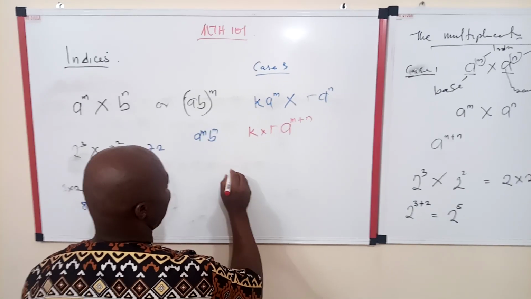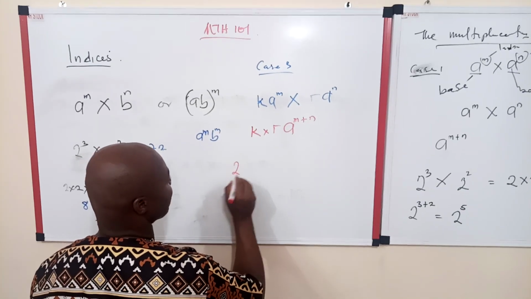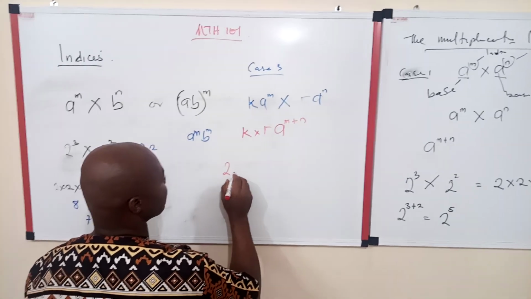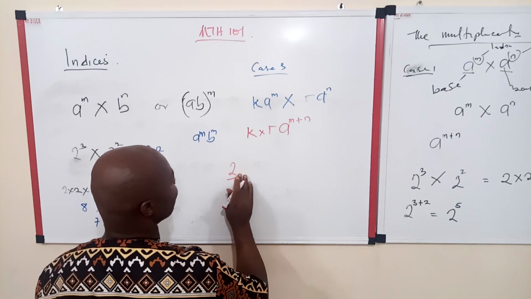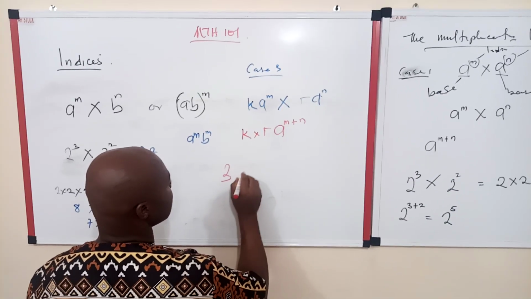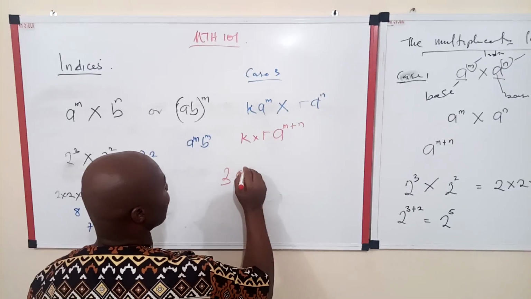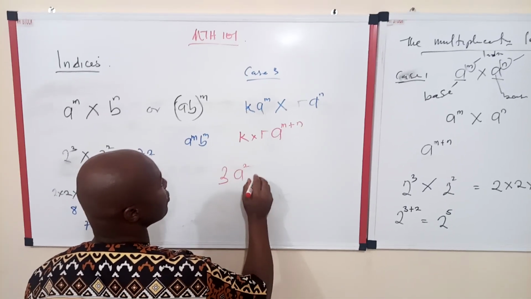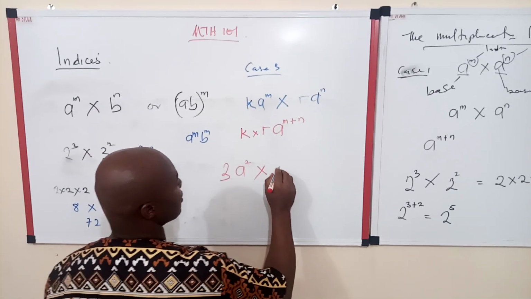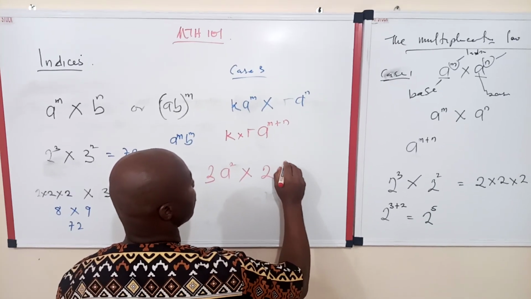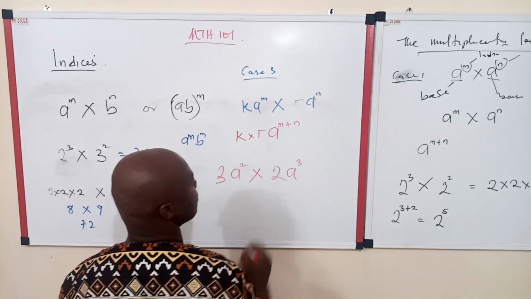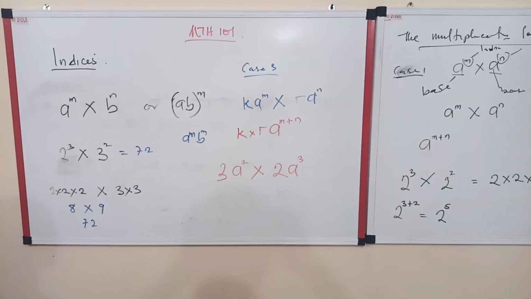Now let's assume we have an example of this form, say 2, say 3, where we have a raised to power 2 times 2, a raised to power 3. How do you write this? How do you resolve this?